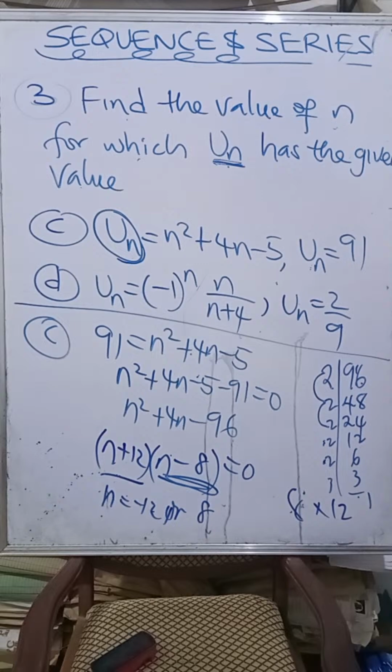N is 8. So the third one, the D part. Let's do that. Let's do the D part.